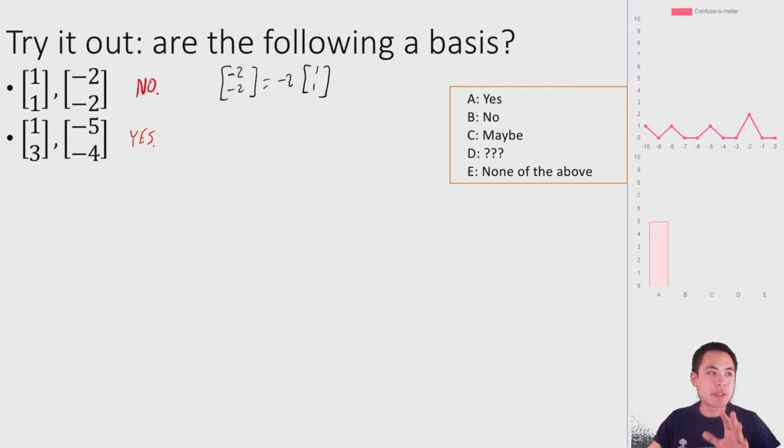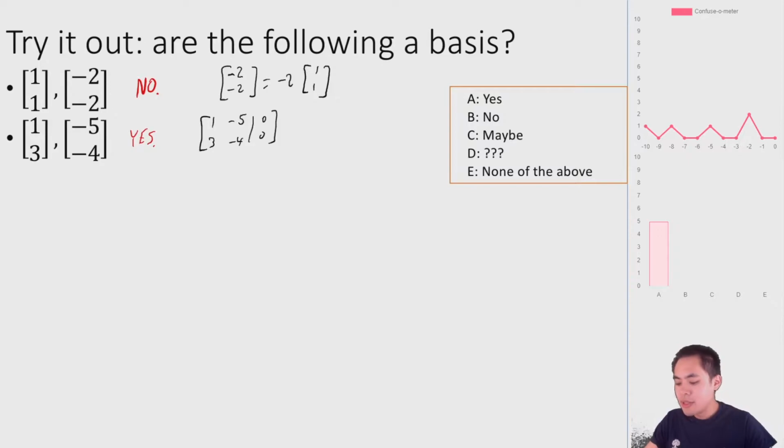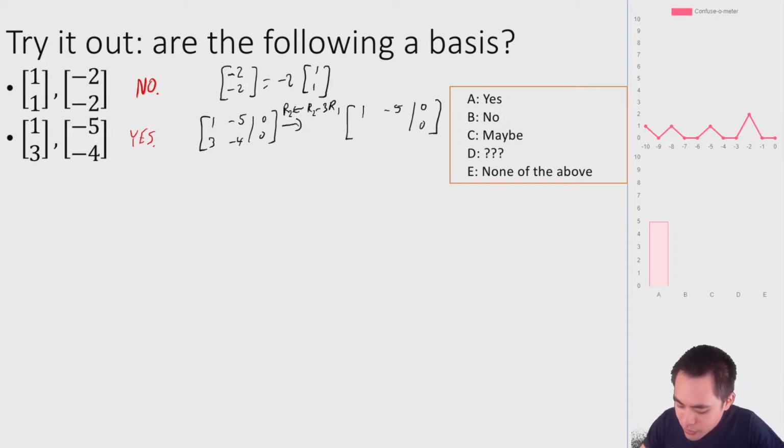But let's take a slower look at this. We have the augmented matrix 1, minus 5, 3, minus 4, 0, 0. And we want to show that when we convert this, you can do a step which is, let's have R2 be R2 minus 3R1. So that'll give you 1, minus 5, 0, 0. And down here, this will be 3 minus 3, that's 0. Minus 3 times minus 5, that's 15. Minus 4 is 11, and so on.